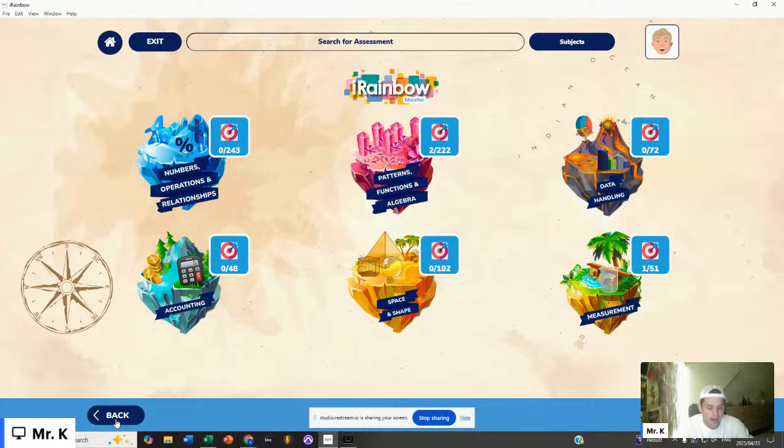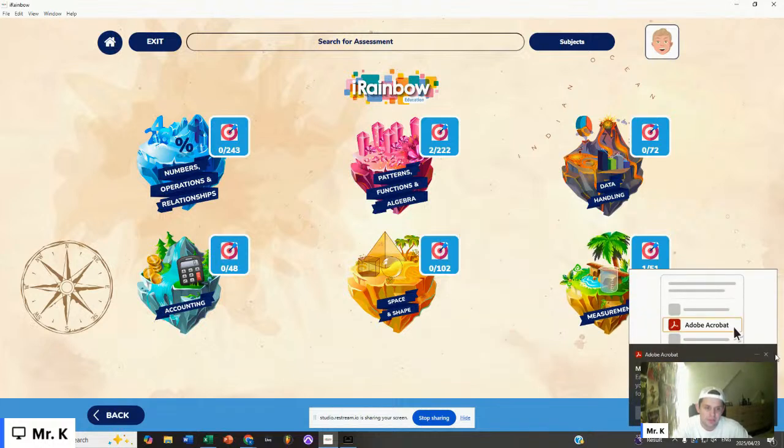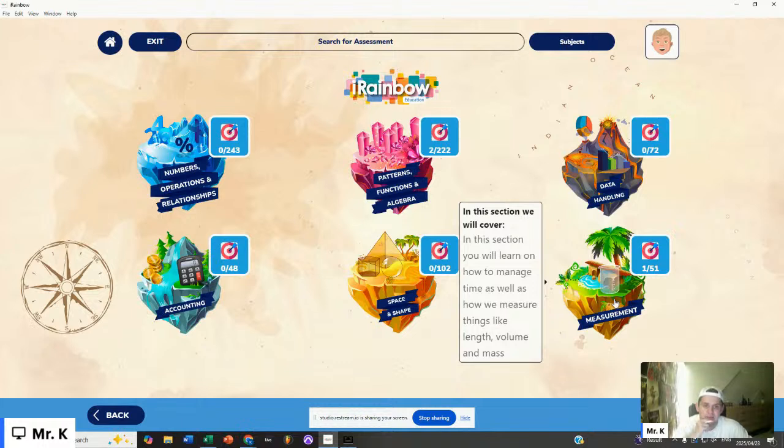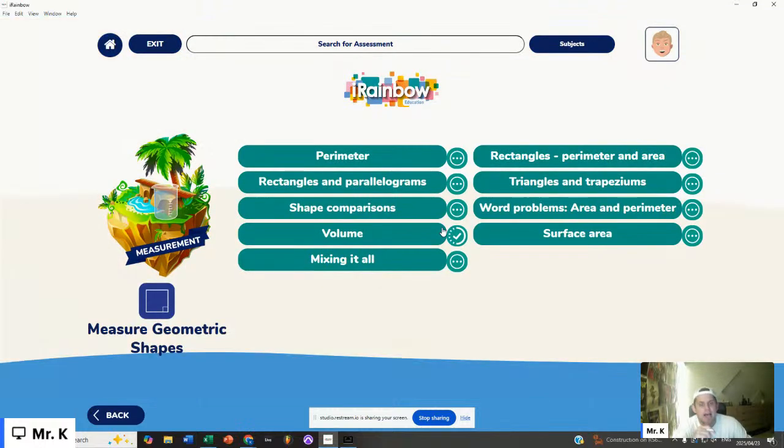When you open up iRainbow, guys, to find the quiz for this section of work, we're going to need to click on measurement at the bottom right over here, the island of measurement. We then want to click on measure geometric shapes, right? The third topic. And under this section, guys, you can see quizzes on everything that we've been chatting about for quite some time now. For example, today we chatted a lot about surface area and volume.